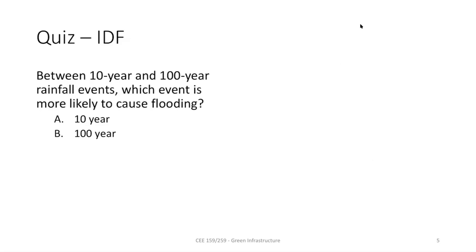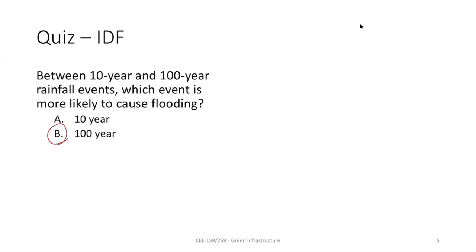So the answer is 100 years. The reason is, if you increase the frequency or the duration, in 100 years you are more likely to receive a rainfall that is very high intensity than in 10 years. So the longer you wait, the more likely one of those rainfalls will be very heavy.